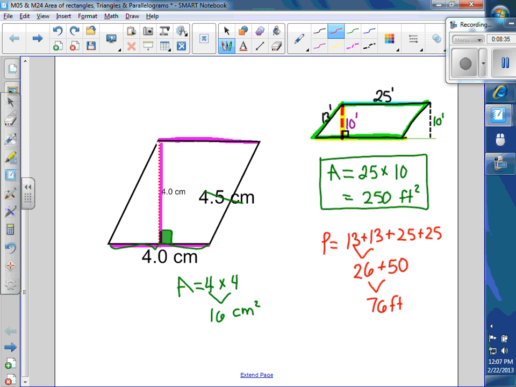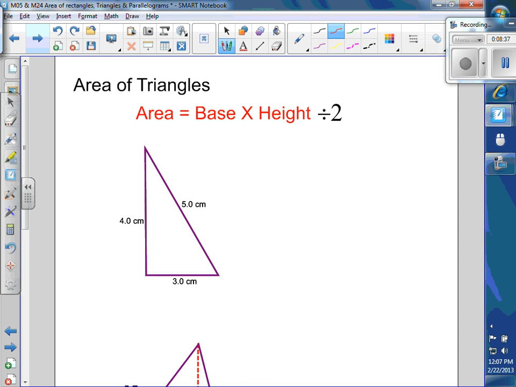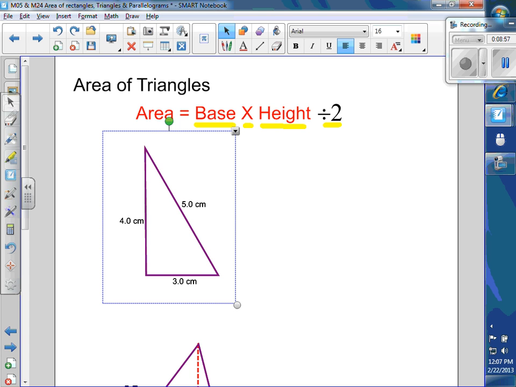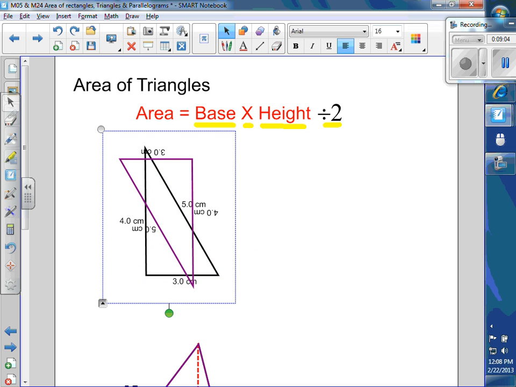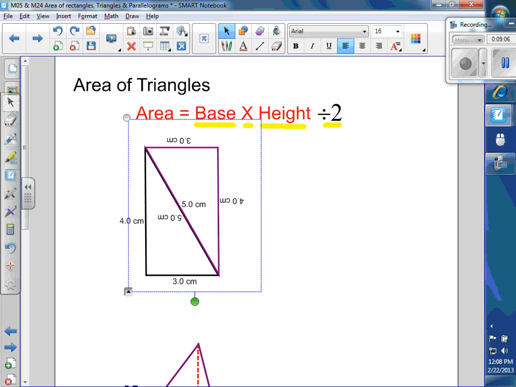Okay, so the next thing we're going to look at is area of triangles. So you see the formula, area of triangles is base times height divided by 2. So let's just talk a little bit about why we multiply the base and the height, and why we divide by 2. So I want you to visualize this triangle here, and if I make a copy of it and rotate it, I could piece it together with the original triangle and make a rectangle.